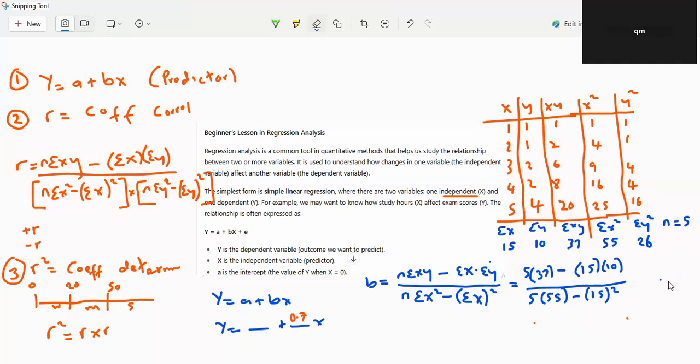So I'm going to manipulate the B formula so that you know that it's not very different from B. You just need to add a few things.